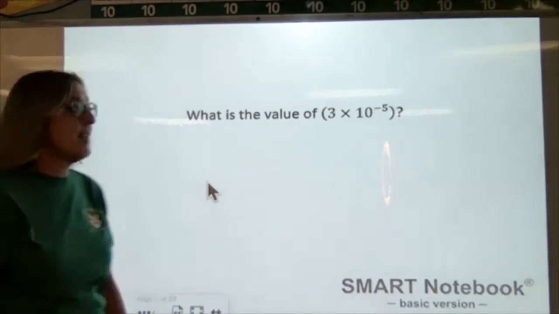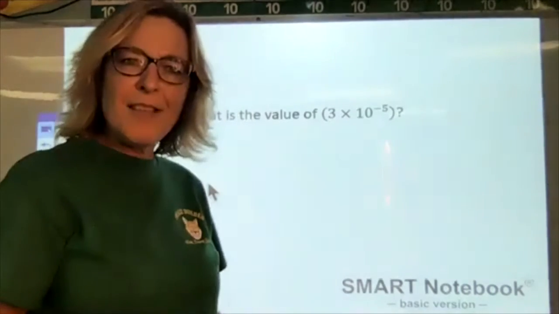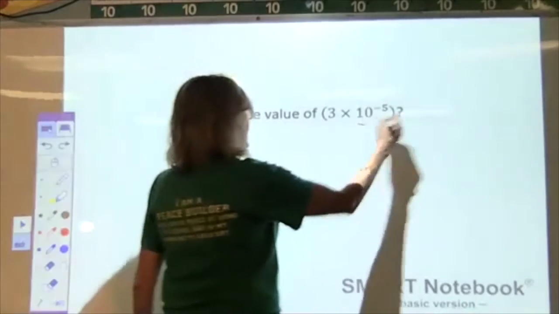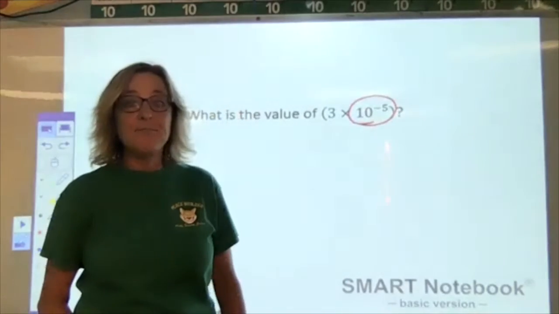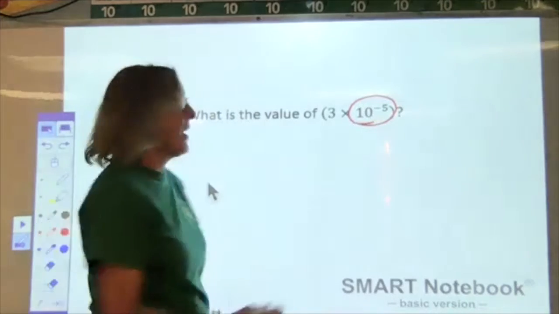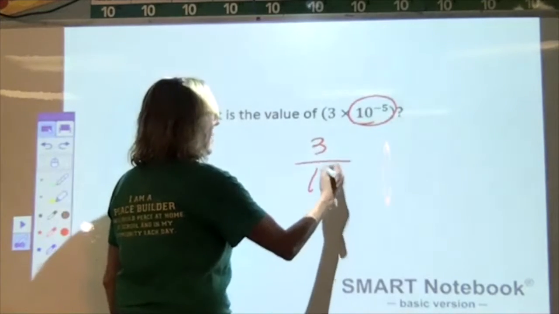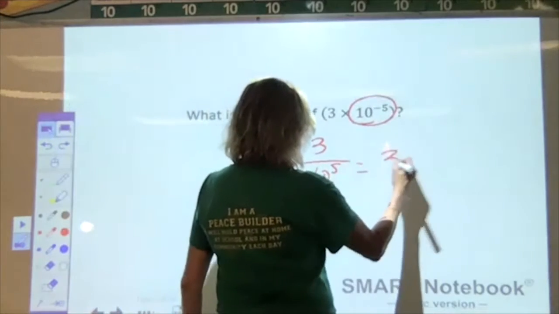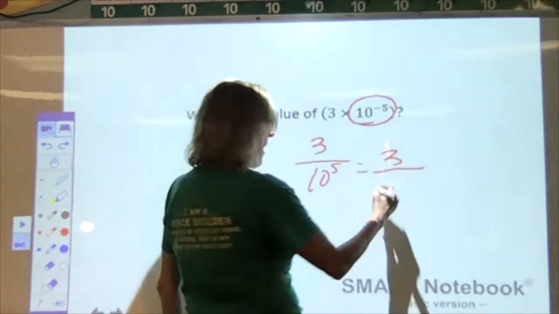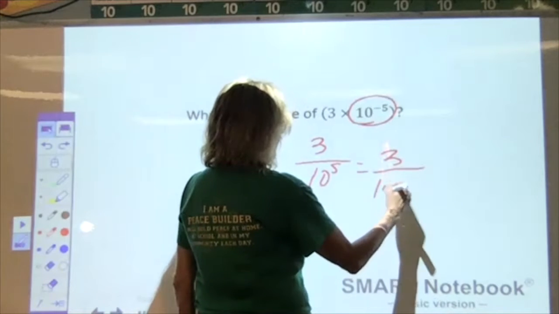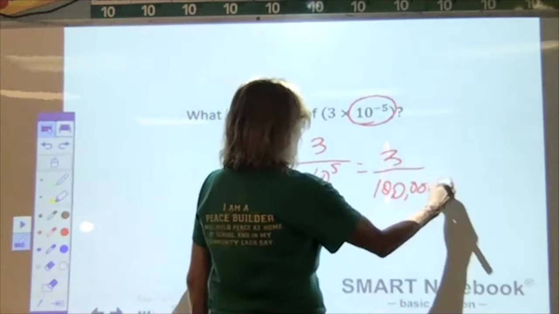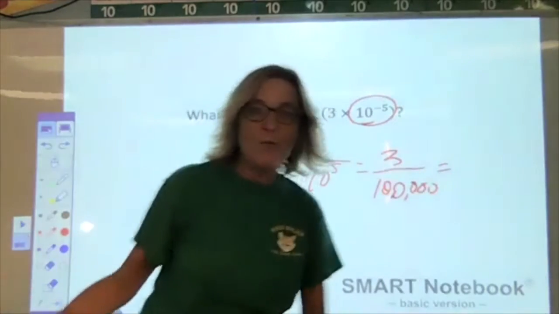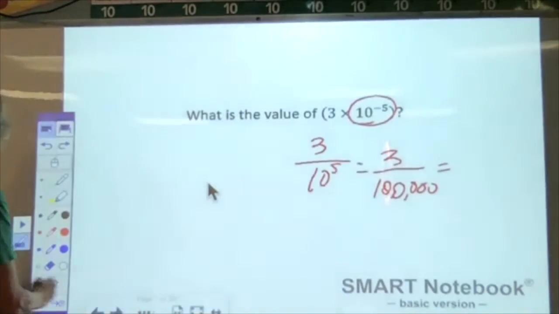All right, what about 3 times 10 to the negative 5th power? Do you think that you could do that just based on patterns? Well, we know that this 10 to the 5th power is going to be in the denominator, right? So you could write it this way, but then you could think about what is 10 to the 5th power? This would be 3 over 10 to the 5th power, which would be 100,000. So that is 3 100,000ths, which could also be written in decimal form, but not very pretty.